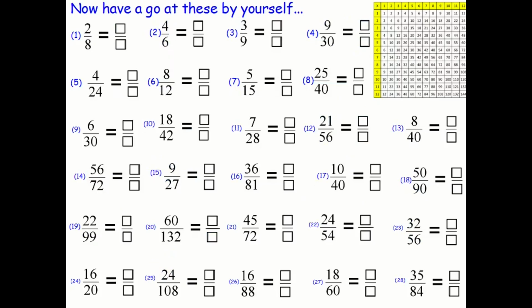Okay, here are some fractions for you to simplify fully. So please simplify these fully by dividing through by the highest common factor. Here is a little tables grid at the top right hand corner to help you. So pause the video now, have a go at these, and resume the video to see the answers.